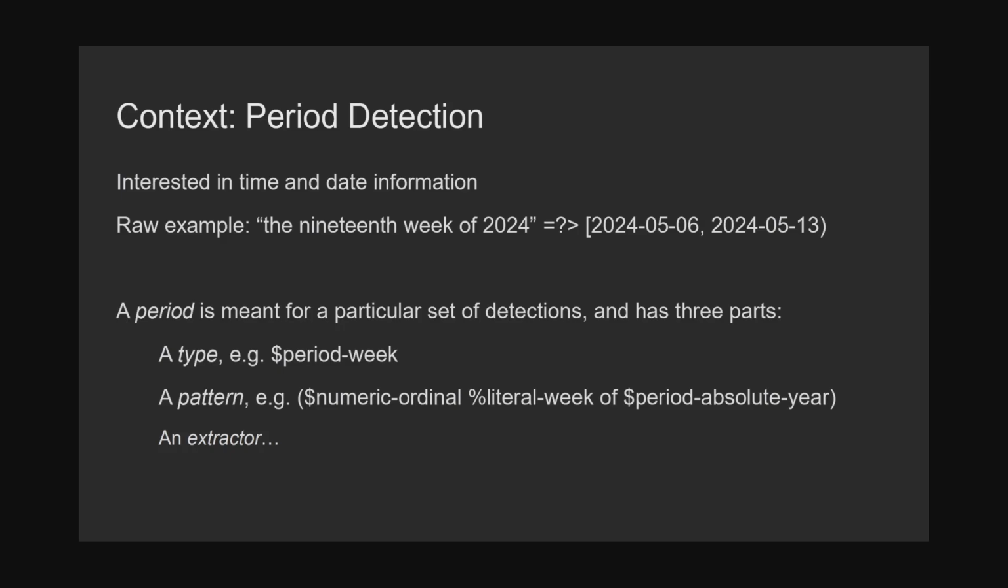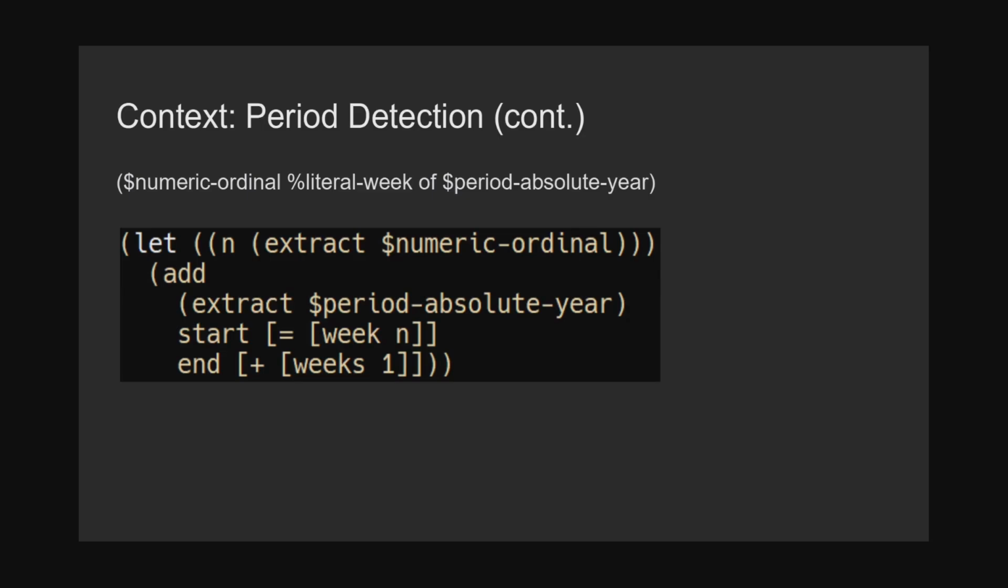We do this through periods, and a period has basically three parts. A type, which is a sort of categorization, so we can build periods on top of other periods and such. A pattern, which we see here: numeric ordinal, literal week of period absolute year. Period absolute year is also a period, so that's the case of this sort of building on top of each other. And an extractor.